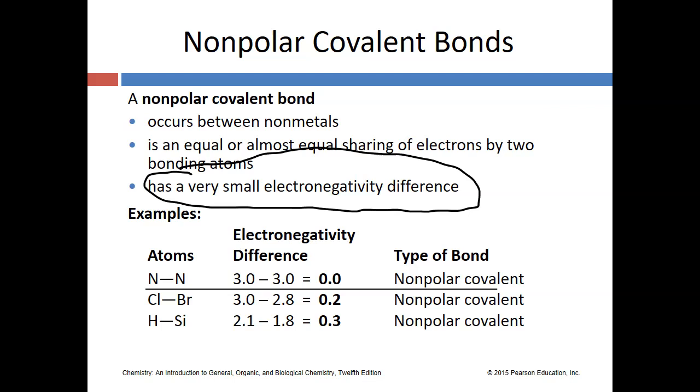But any bond where the electronegativity difference between the elements is relatively small, we're talking 0.4 or less, we're going to consider those to be nonpolar as well. So yes, technically chlorine has a slightly greater electronegativity than bromine does. But it's not going to be enough to really see a distortion in the sharing. Yes, hydrogen and silicon have a difference, but it's not enough of a difference to really make any kind of application.